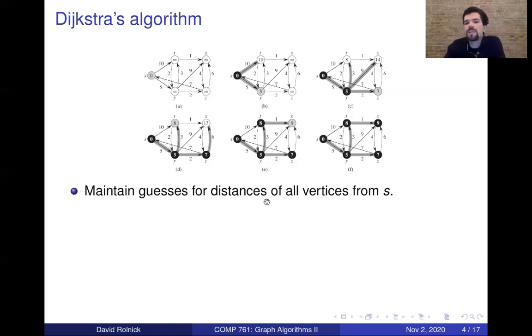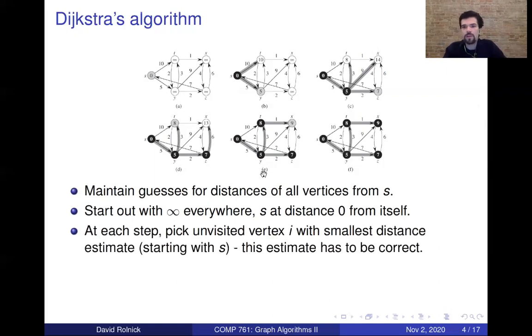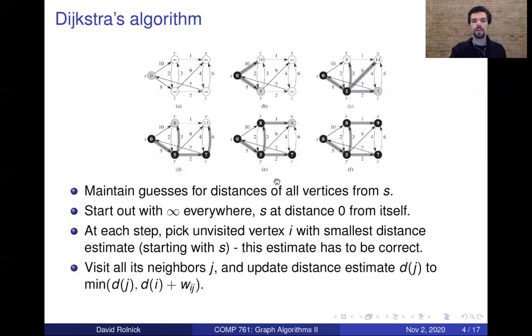I mean, we maintain guesses for distances for all vertices from S. We start out with infinity everywhere, and S is at distance 0 from itself. At each step, we pick an unvisited vertex with the smallest distance estimate, starting with S. And this estimate has to be correct. This is what we need to prove formally. We visit all of its neighbors, and we update the distances of the neighbors to the minimum of what they were before and the new estimate obtained by going via i. And we repeat this. How do we know when we are done is a question.